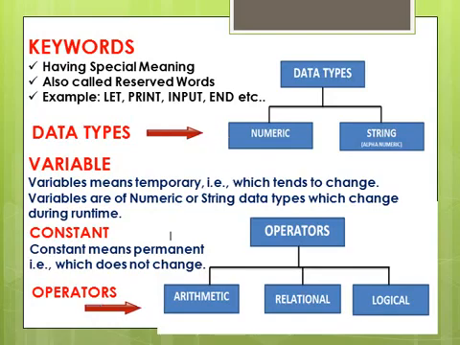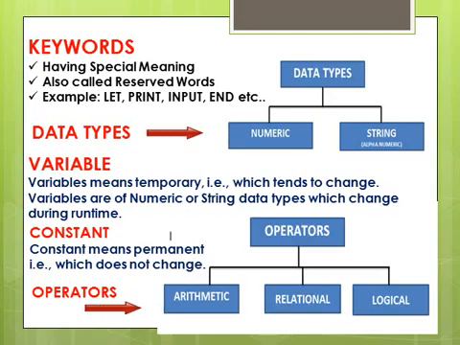Now, in order to give data or values into the computer, we need to have different types of data. It is called as data types. Data types are stored in the memory location as a number or numeric and a string or alphanumeric.